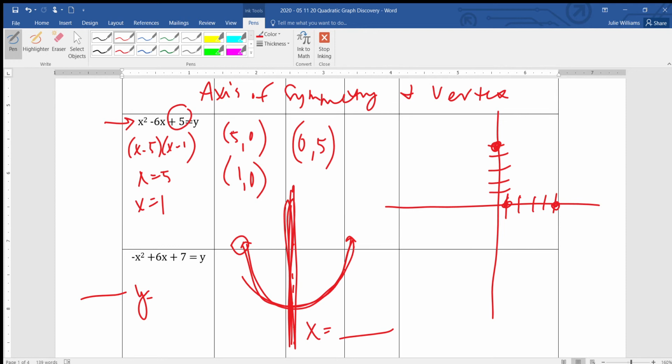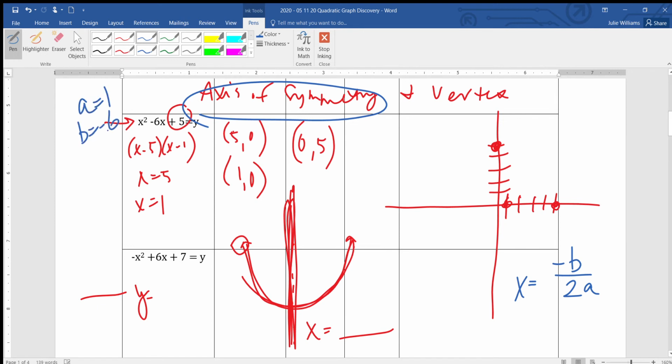this is how you find the axis of symmetry. The axis of symmetry is going to be simple. It's going to be x equals negative b over 2a. Okay, and if I had done what Mrs. Williams asked me to do, I would have labeled everything over here. I would have said that a is equal to 1, b is equal to negative 6, and c is equal to 5, right? Okay, and so then I would just plug these values in.